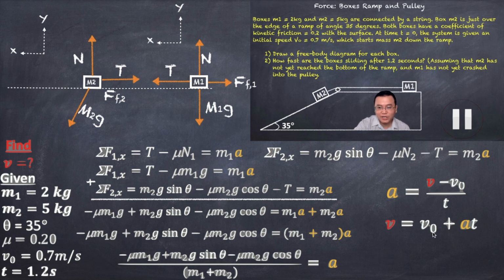So let's look at this equation to see what else is given here. Starting velocity is a given quantity, 0.7 meters per second. The time is also given. The acceleration is something that you calculated over here, and you just plug that in. That gives us the final velocity.